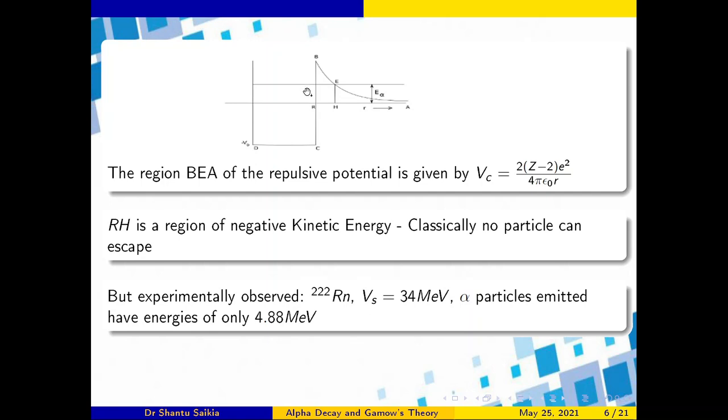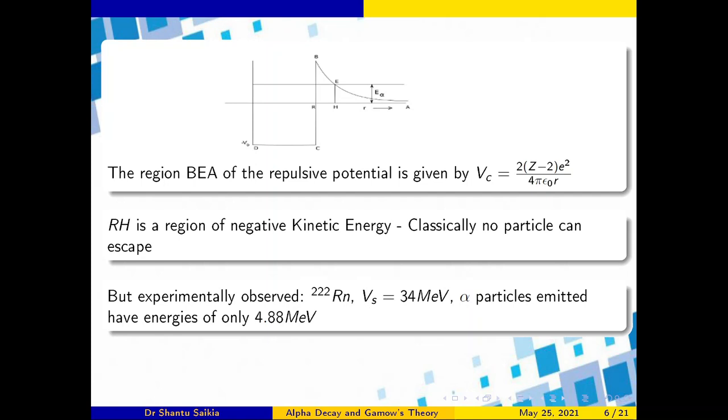So the alpha particle should not be able to cross the barrier because it has lesser energy than the potential barrier. However, experimentally it has been found that, for example, for radon-222, the alpha particles emitted have a maximum of 4.88 MeV of energy. However, the surface barrier of this nucleus of radon is 34 MeV. So classically we can never explain how the alpha particle having energy 4.88 MeV escaped from this nucleus having a surface barrier of 34 MeV.